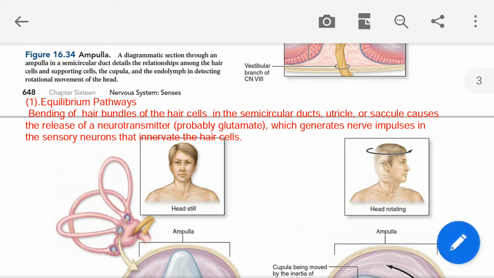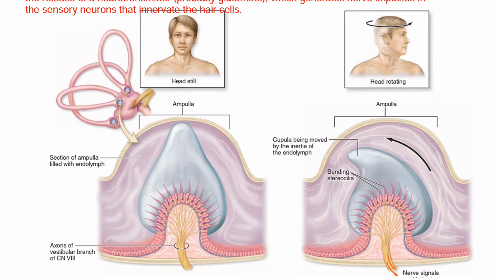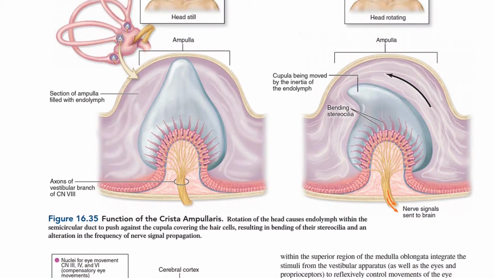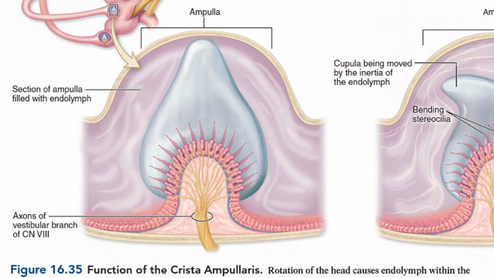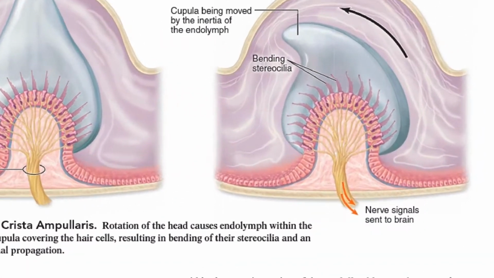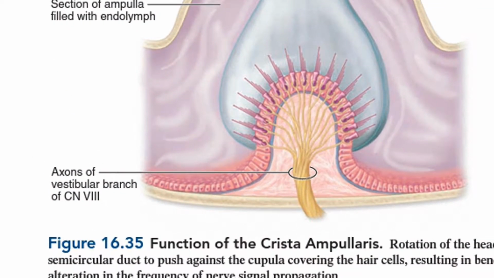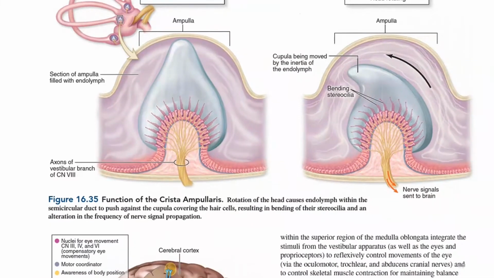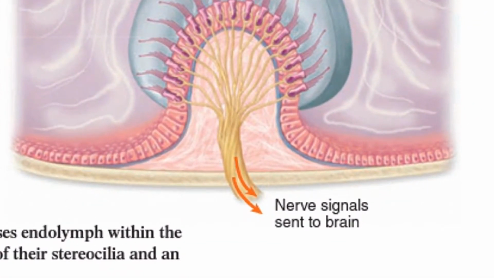Now you can see this figure also. In the previous lecture we have already seen this figure. Once again we are looking at it. Here the crista ampullaris is shown, and you can see the hair cells in the crista, and with the hair cells the primary sensory neurons are connected, and this axon bundle makes the vestibular branch of cranial nerve 8. Now the nerve impulse is generated and nerve signals are propagating towards the brain centers.